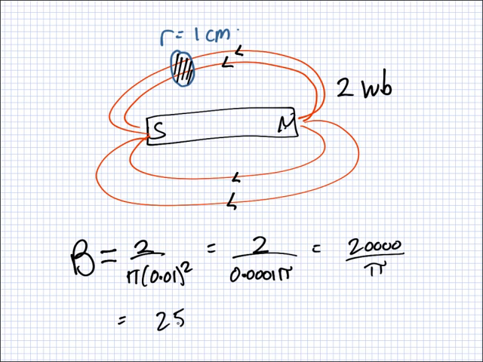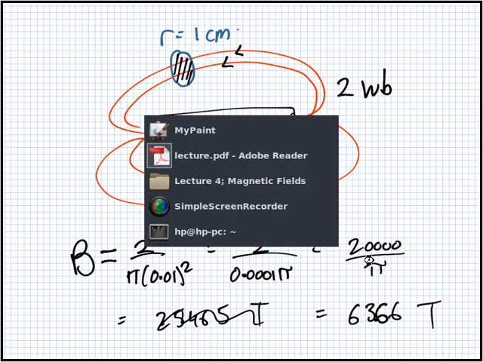How big is that? It's 6366 Tesla, sorry. It's bigger. Yeah, I know, that would have been a problem. Okay, continue. Happy with that? Okay, next one.